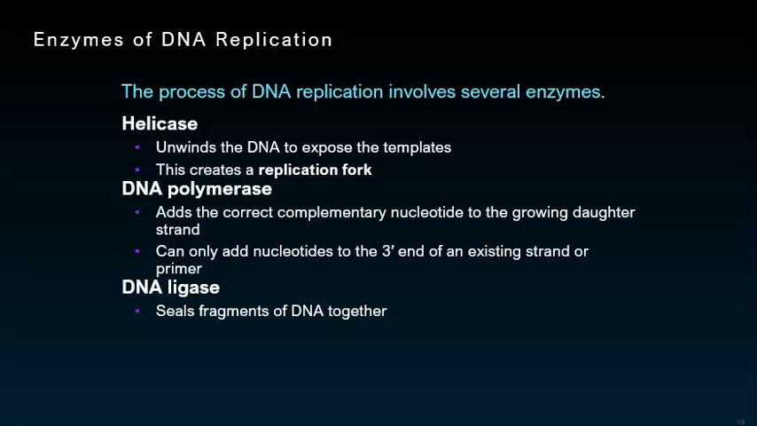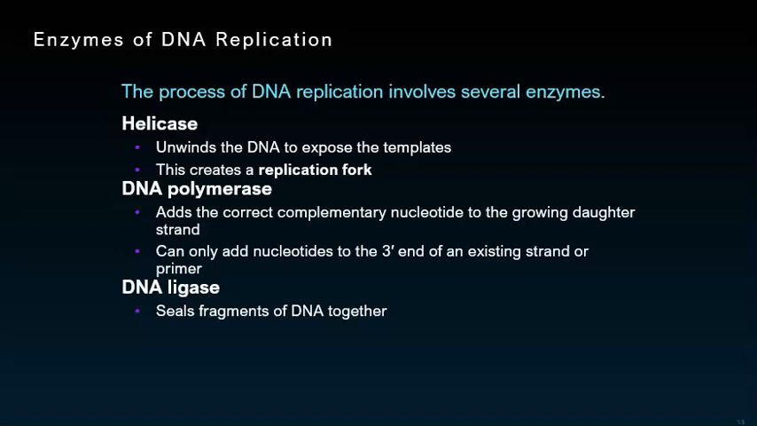The process of DNA replication involves several enzymes, but the three big hitters are helicase, DNA polymerase, and DNA ligase. You remember that helicase is the one that unwinds the DNA to expose the templates, and this is what's creating a replication fork.